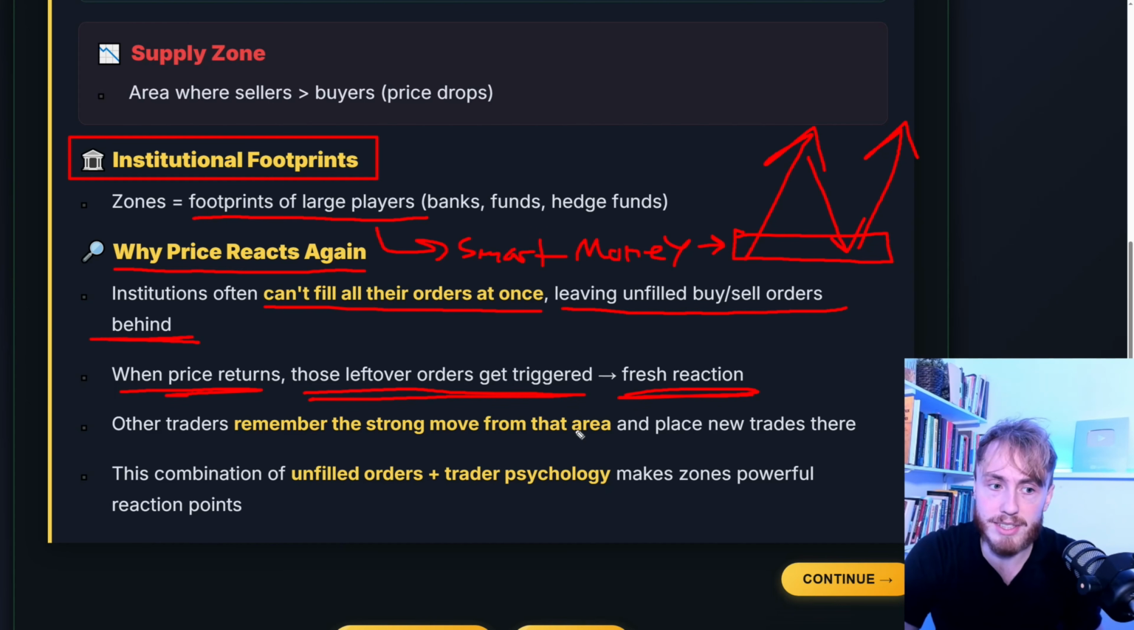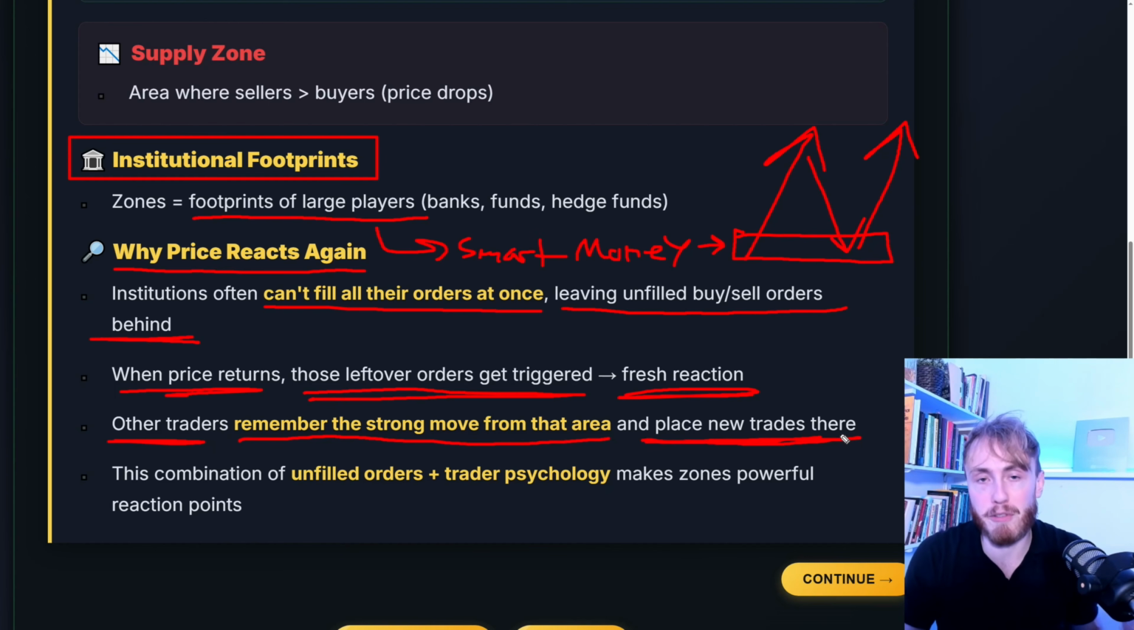So that is yet another reason. A third reason that you shouldn't underestimate is that when we see these very clear supply and demand zones on the chart, other traders remember the strong move from that area and are likely to place new trades there. So this is almost like a self-fulfilling prophecy.